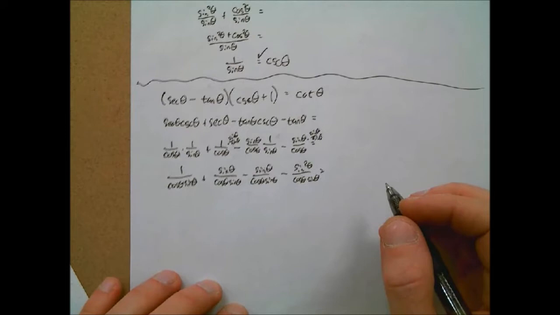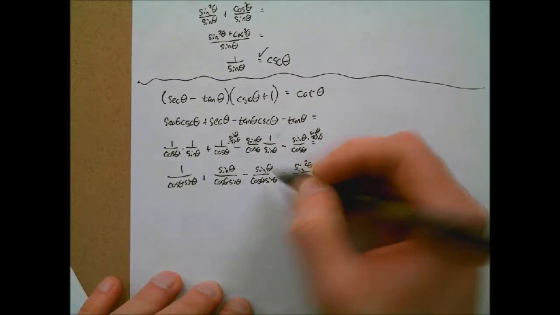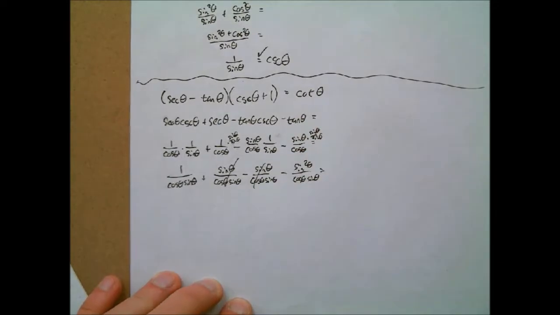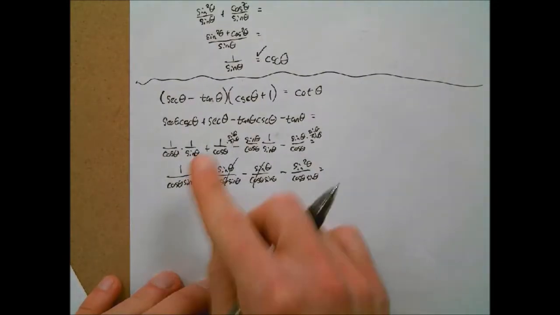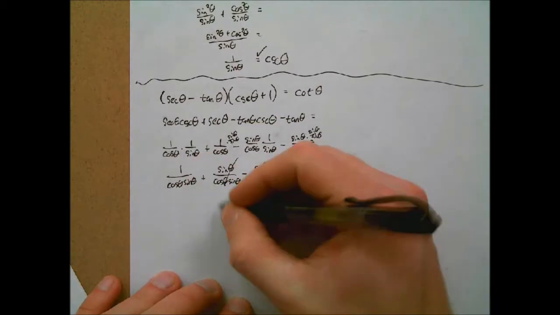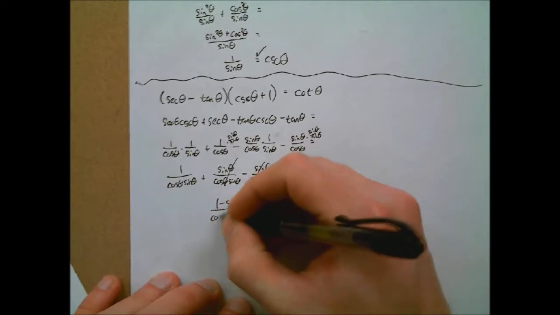Now we see what cancels. Sine theta over cosine theta sine theta minus sine theta over cosine theta sine theta. Those are exactly opposite, so they cancel out. They subtract and go away. Okay. What's left then, our numerator is going to be 1 minus sine squared theta over cosine theta sine theta.